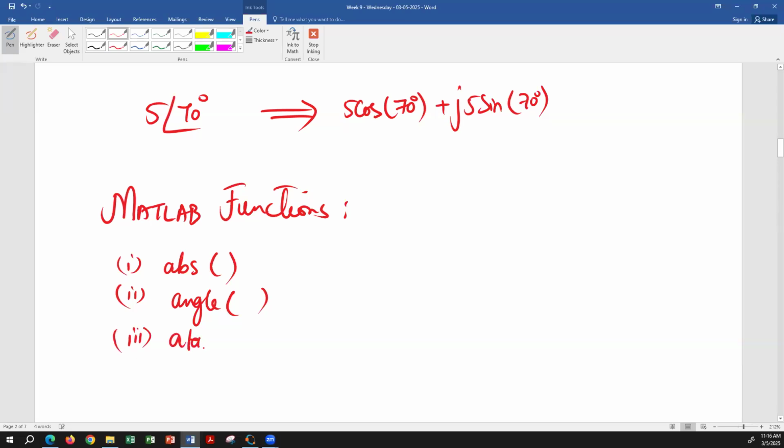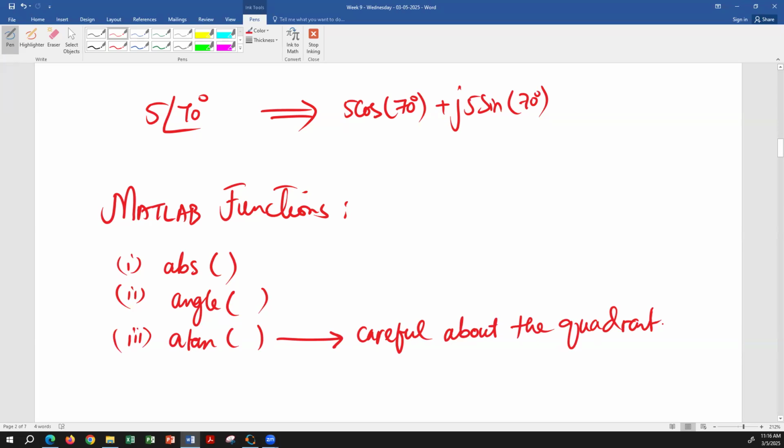Now, atan, of course, atan is tangent inverse, but again, if you use this, then you have to be careful about the quadrant in which the point is located, because if you don't add or subtract positive 180 or negative 180, it may give you the incorrect angle. And by the way, if you're calculating in degrees, which we do most of the time, then you can use atand for degrees. With atan2, you don't have to be careful about the quadrant.